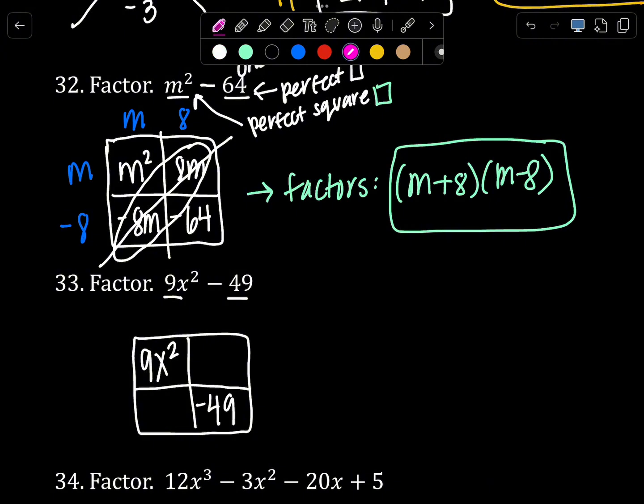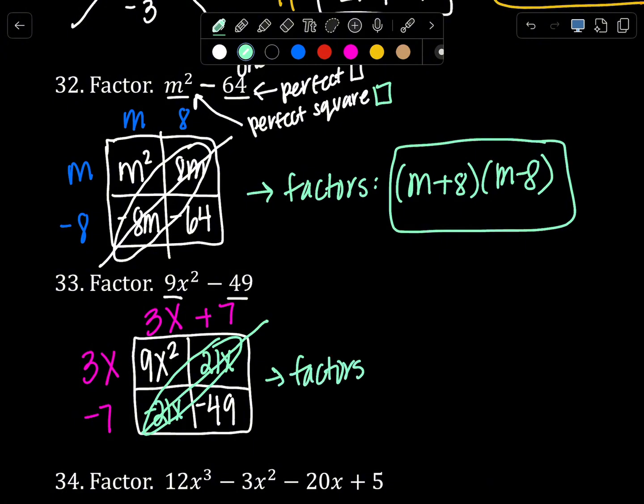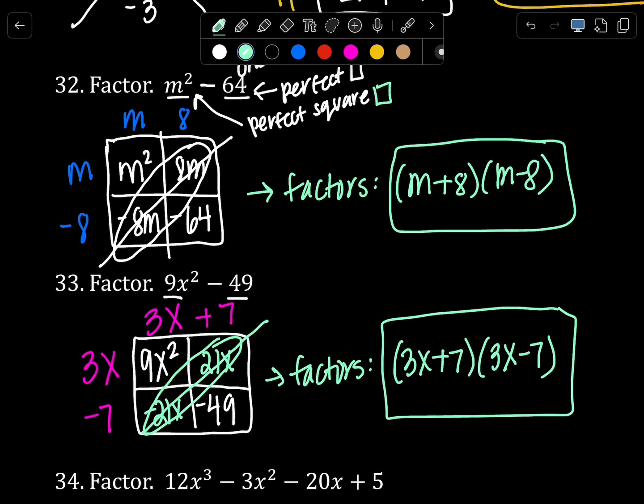So all I have to do is, they have to be the same number. 3x times 3x. They're squares, 3x times 3x. But now the two numbers are the same but opposite: +7, minus 7. So does that make these guys cancel? Does the diagonal cancel, guys? Yes. And so therefore our factors are just 3x plus 7 and 3x minus 7, because they're both perfect squares. It's kind of neat, huh? Because the diagonal just cancels out.